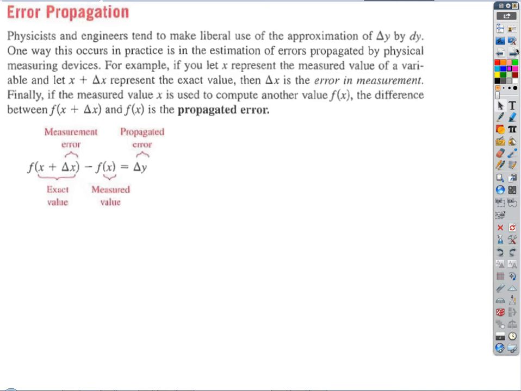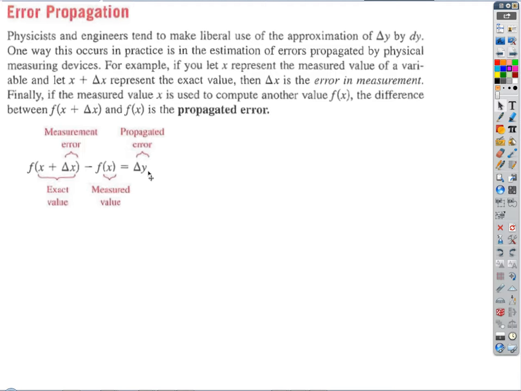Okay, so then we want to be able to use this idea to gauge what the propagated error is going to be. So if we think about it this way, we've got some function. If x is the measured value, then the actual value is going to be x plus delta x, because there presumably was some error in that. And if I take the difference of those two things, that's going to be the change, the actual change in the function.